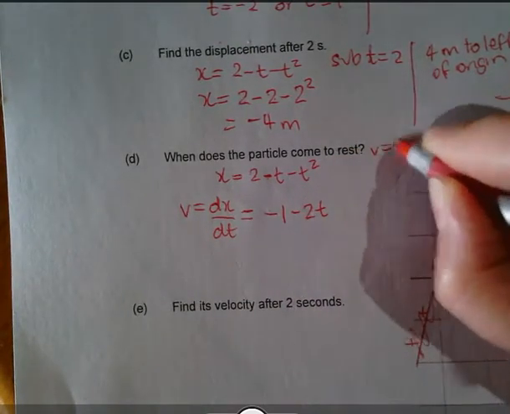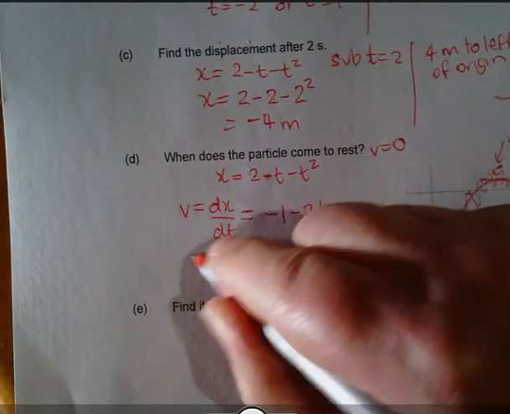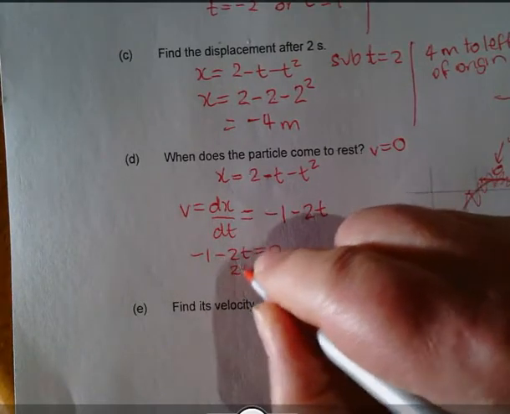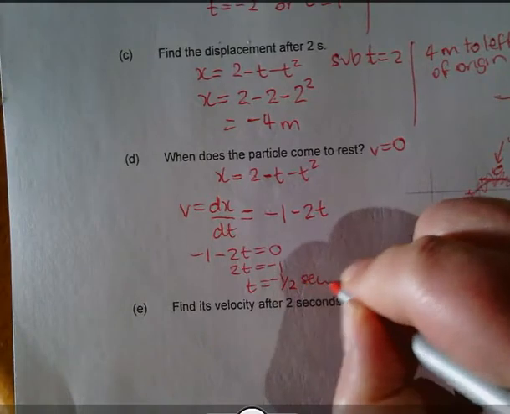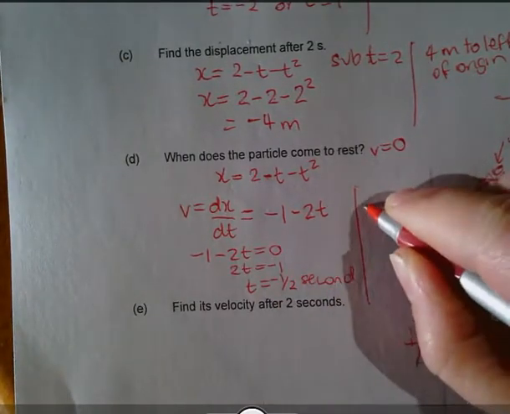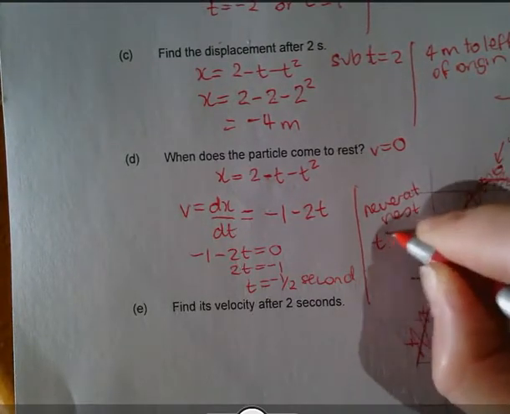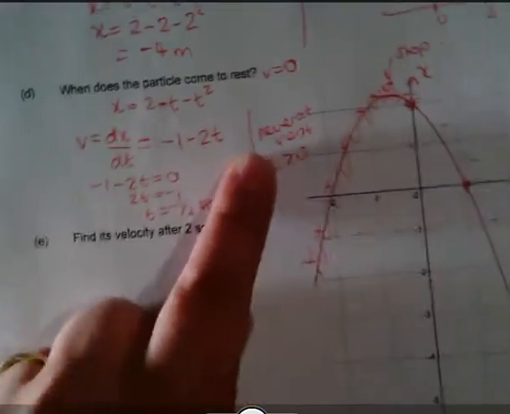Now when does it come to rest? That's when v is 0. So I put this equal to 0. -1 minus 2t is 0. So I get that 2t is -1, or t is -1/2 a second. Now, you cannot have negative time, so therefore it's never at rest, because t must be positive.